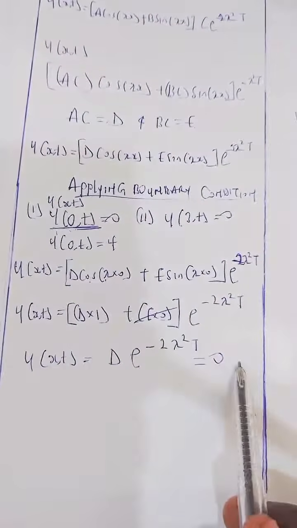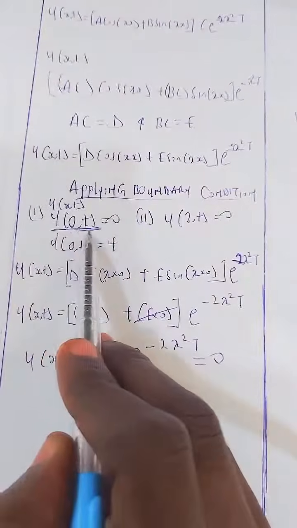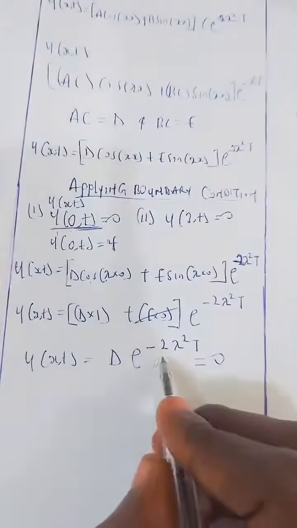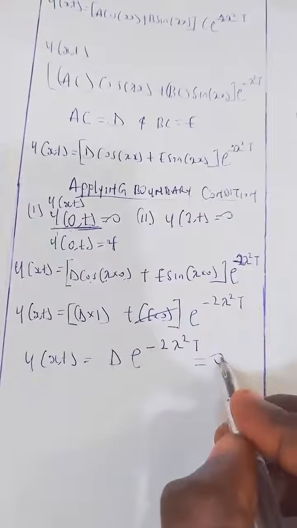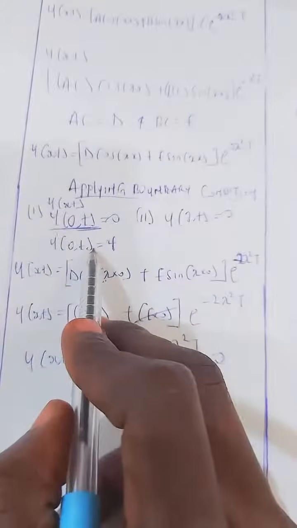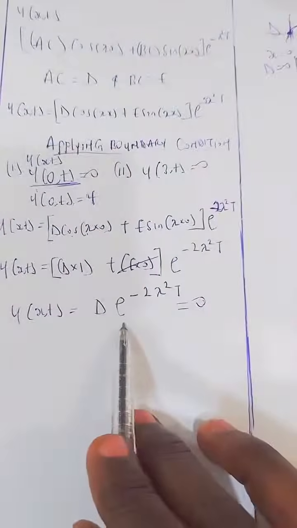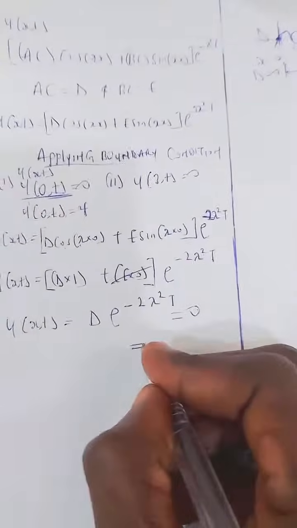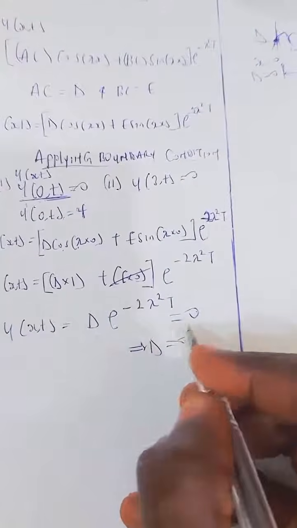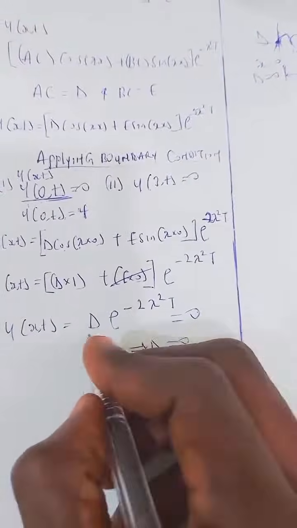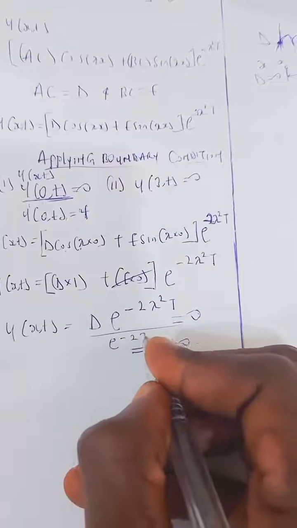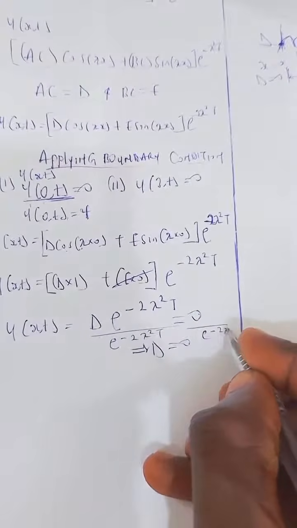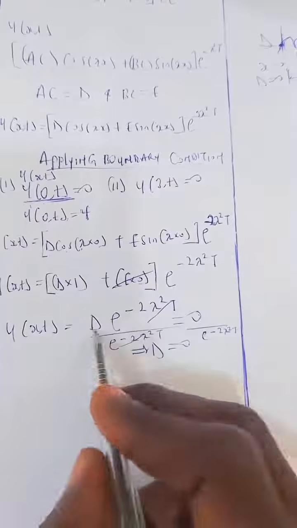Why am I equating to 0? The boundary condition is telling me that this equals 0. What if I'm having 4? Meaning I would have equated this to 4. So that's the interpretation of our boundary condition. Now, from here, make d the subject of the formula, or it implies d equals 0. Meaning that by the time you divide both sides by exponential negative 2 lambda square t, it cancels out.